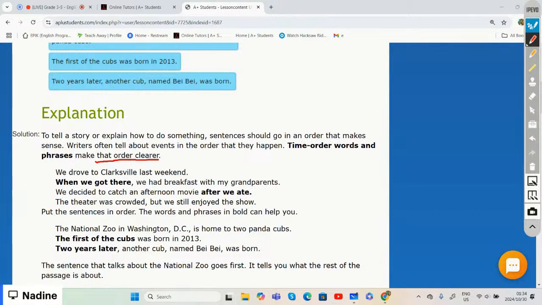And it says, we drove to Clarksville last week. So we drove to Clarksville last week, right? So they said last week. When we got there, we had breakfast with my grandparents. We decided to catch an afternoon movie. After we ate, the theater was crowded, but we still enjoyed the show, right?